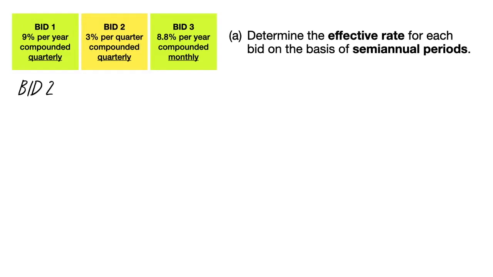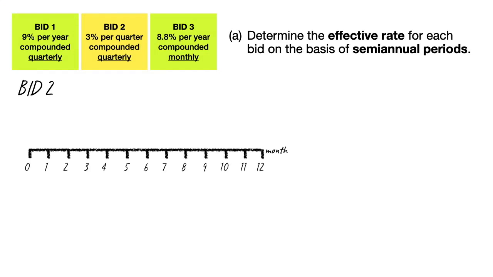In the second bid, they offered 3% interest rate per quarter, compounded quarterly. Again, similarly, just draw the timeline up to 12 months or 1 year. And we know the 3% is being charged for each quarter. So, 1 quarter is for 3 months. So, 3% is up to month number 3.